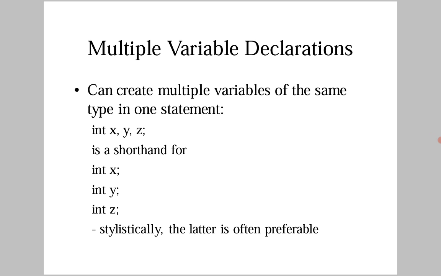To separate from one variable to another variable. So for example, while writing, if you want to create three integer variables x, y, z, instead of writing int x semicolon, int y semicolon, int z semicolon, you may write in a single line like int x, y, z semicolon. So this is the shortest way to create multiple variable declarations.